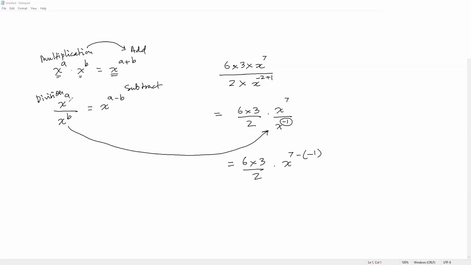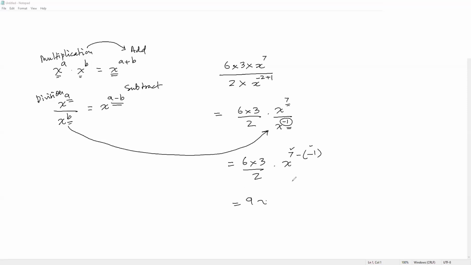Over here, we had an a in the numerator, b in the denominator. We did a minus b. So in this problem, we have a 7 in the numerator, negative 1 in the denominator. We are doing 7 minus negative 1. So this turns into, what's 6 times 3 over 2, by the way? 18 over 2. What's 18 over 2? 9. Correct.